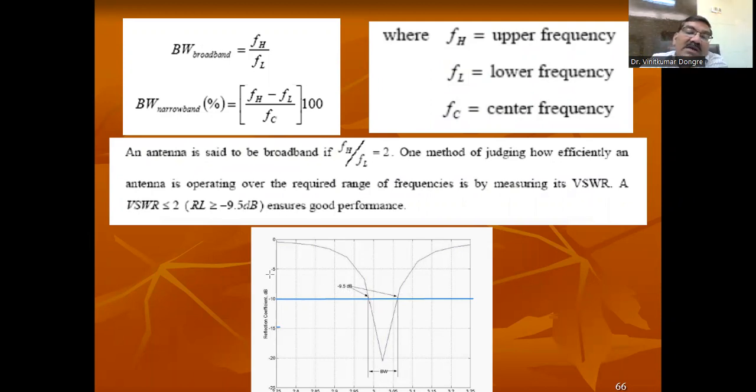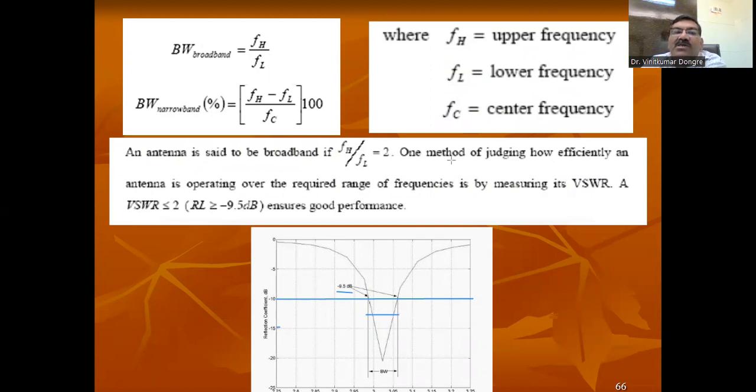This is the reflection coefficient. I am talking about the impedance bandwidth. This is the example of impedance bandwidth. This is the reflection coefficient, the S11 parameter. Now, the reflection coefficient below 10 dB, and theoretically our standard is minus 9.5. Below 9.5, whatever bandwidth you get, the band is operating this way. So below this is your bandwidth. This is the range of frequency. This is bandwidth. This example is for impedance bandwidth.